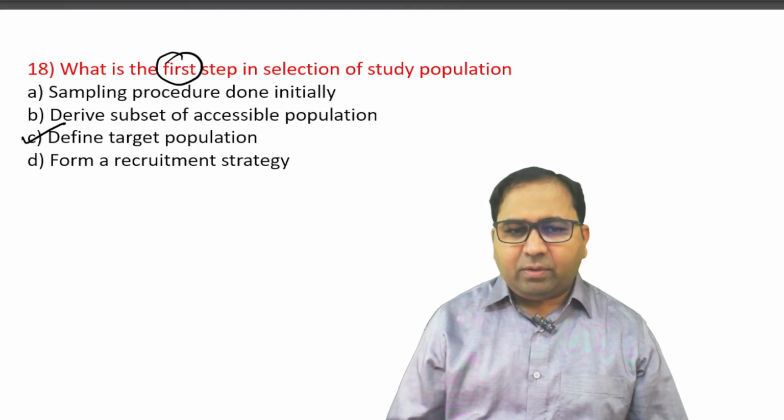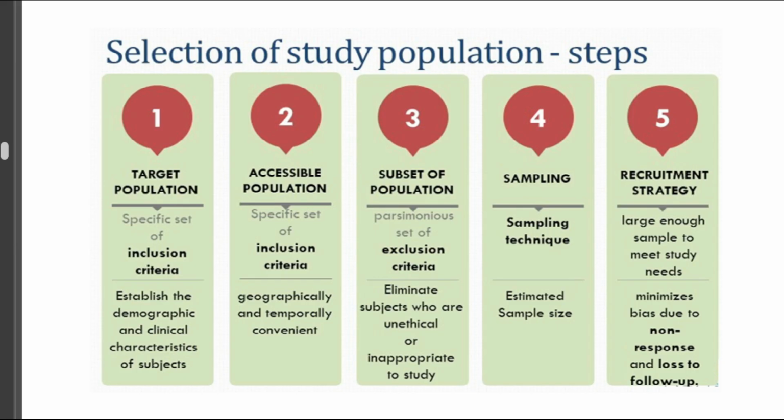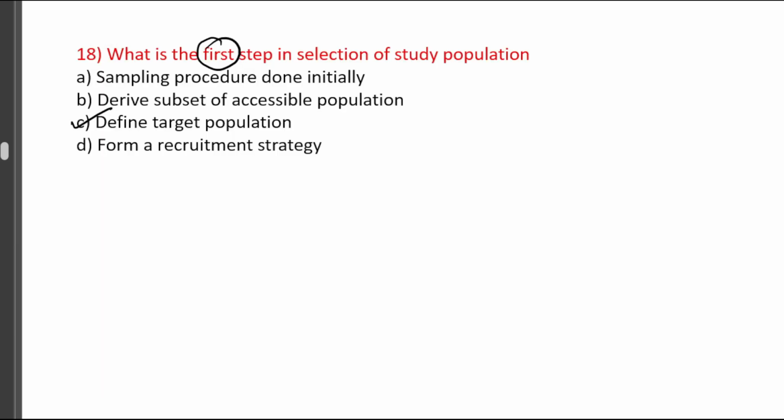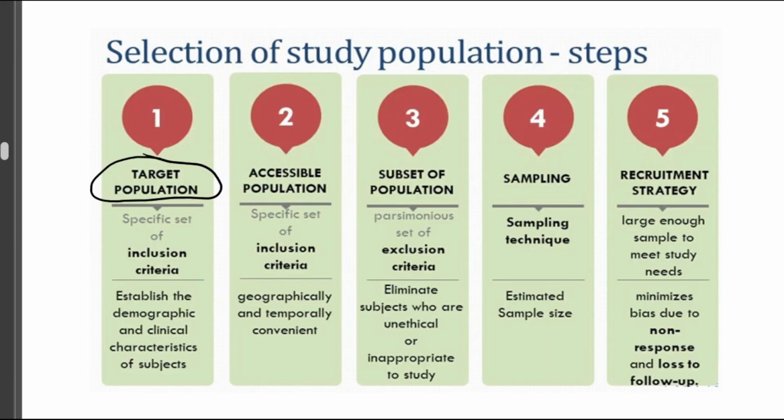Now see the chart below. These are the steps of selection of a study population, and the first step itself speaks about the target population. So from our options, option C, that is defining the target population, is the answer to our question. I request all the readers to have a look and study this chart, because invariably one question may be asked from this chart.